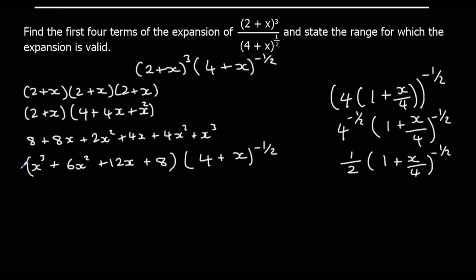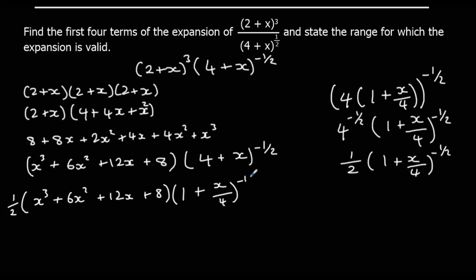So let's rewrite the half at the front. We'll put it at the front of the whole thing, so half times x cubed plus 6x squared plus 12x plus 8 times 1 plus x over 4 to the power of minus a half.